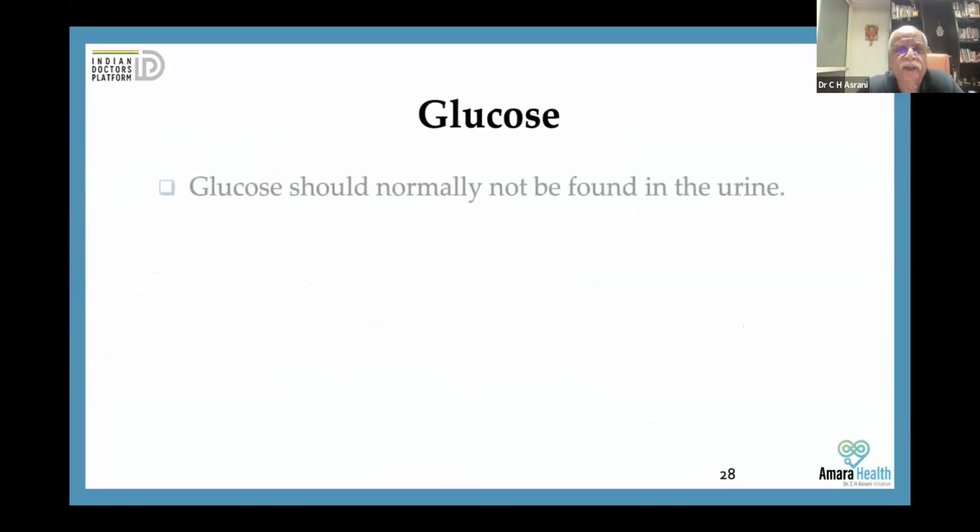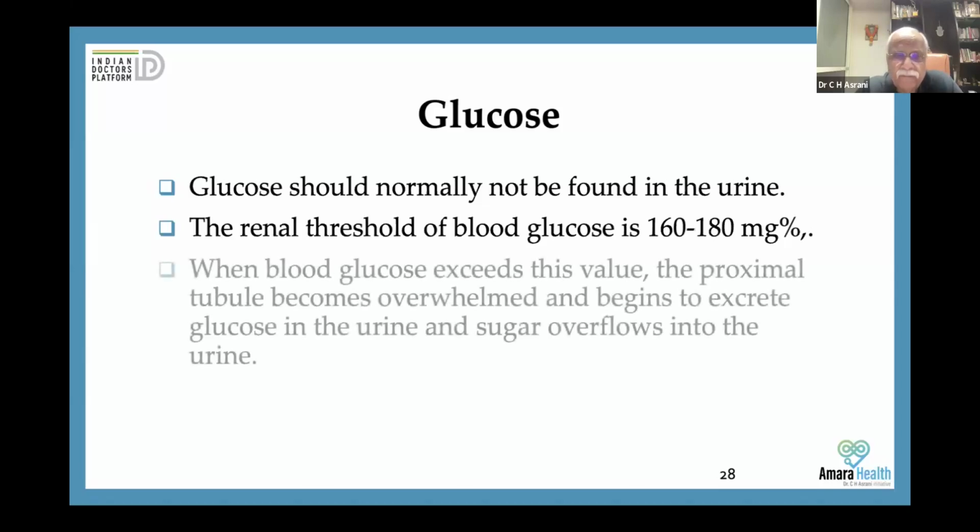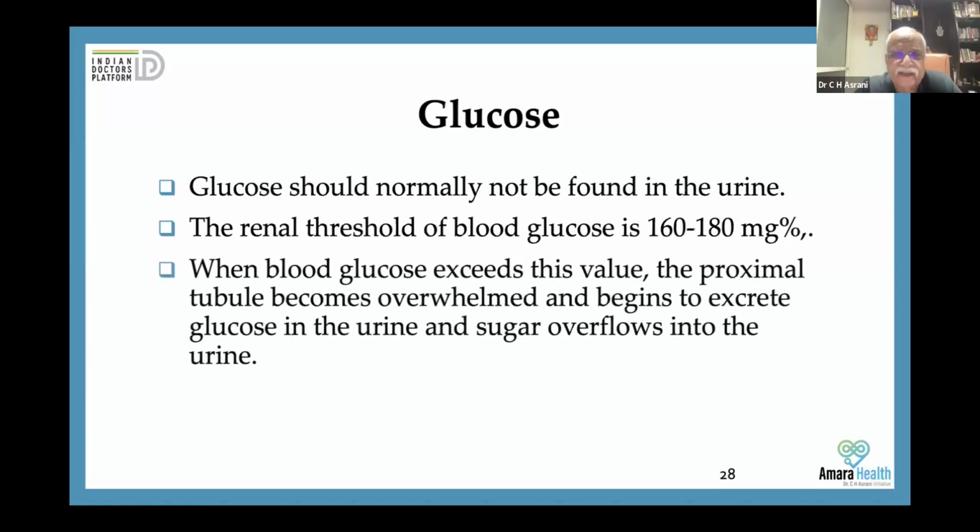Glucose, again like protein, glucose should never be present in the urine. The renal threshold is 160 to 180 milligram percent. So only after blood sugar goes up above 180, it should appear in urine. When blood glucose exceeds this level, proximal tubules become overwhelmed and begin to excrete glucose.